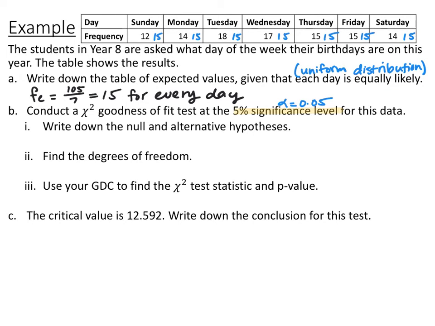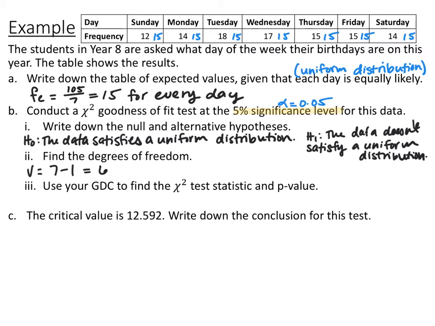So now we want to conduct a chi-squared goodness of fit test at the 5% significance level. So that means that alpha is 0.05. So go ahead and pause the video and do parts I and II. Write down your null and alternative hypotheses for this uniform distribution, and then find your number of degrees of freedom.